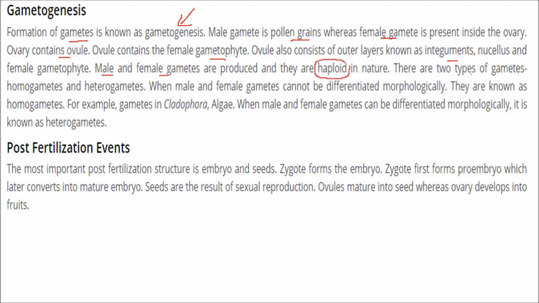There are two types of gametes, homogametes and heterogametes. When the male and female gametes cannot be differentiated morphologically, they are known as homogametes. For instance, in the alga Cladophora, this is the case. But when the male and female gametes can be properly differentiated morphologically, they are known as heterogametes.